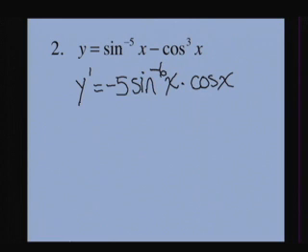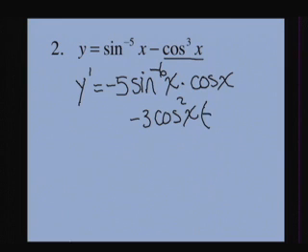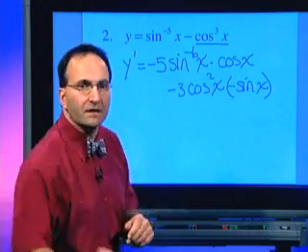Then we have to take care of the cosine cubed function. So that's going to be -3 cosine squared x. But again, that's like the outside function. Then we have to take the derivative of just cosine x, which is negative sine x. We can simplify that just a little bit.